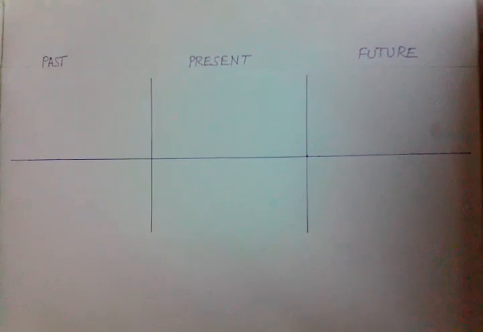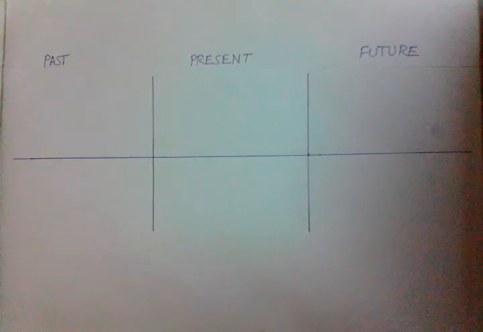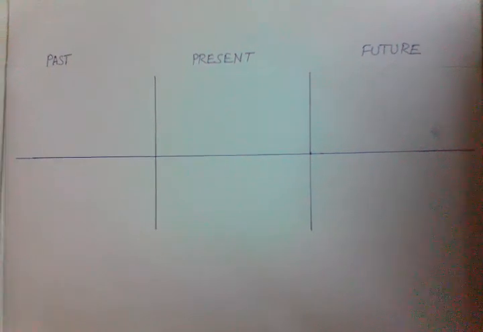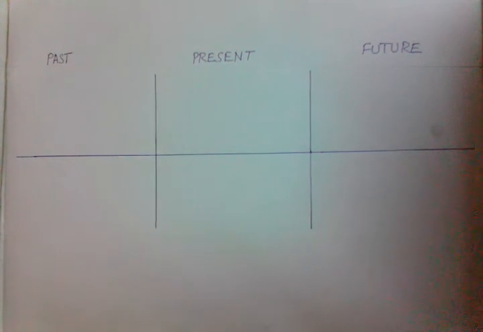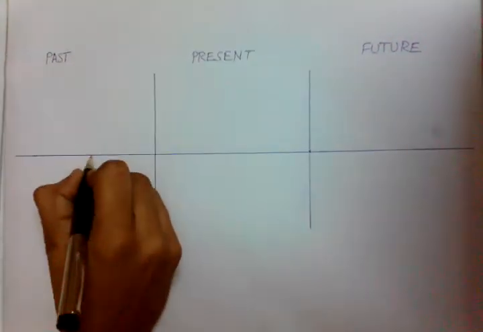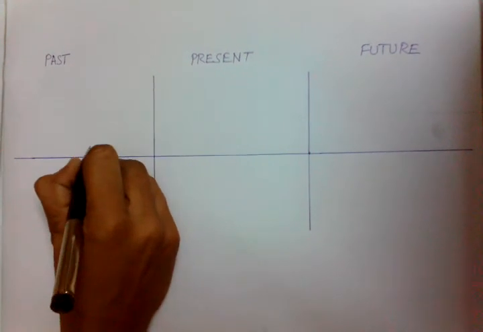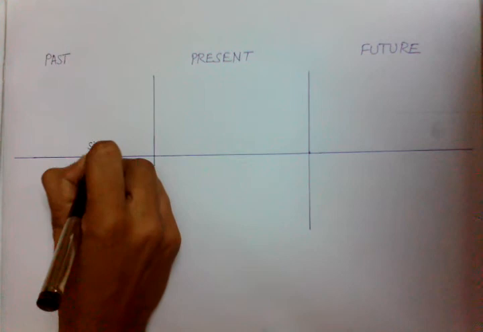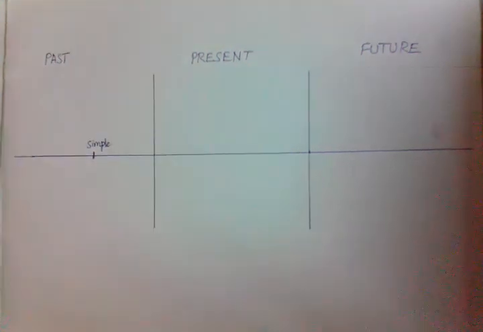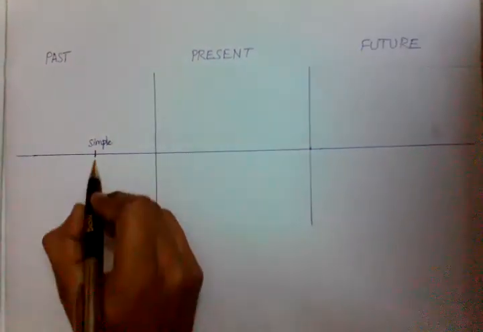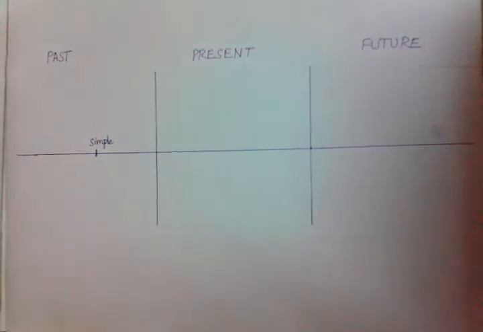The first one in it is simple past. When you're talking about something that happened at a particular point of time in the past, you use simple past. For example, she went to school. So let's put a point here. I'm going to put a point here and mark it as simple. So this is simple past tense.